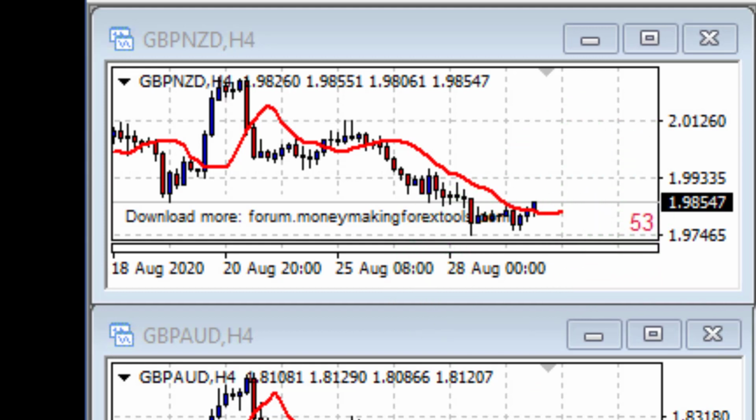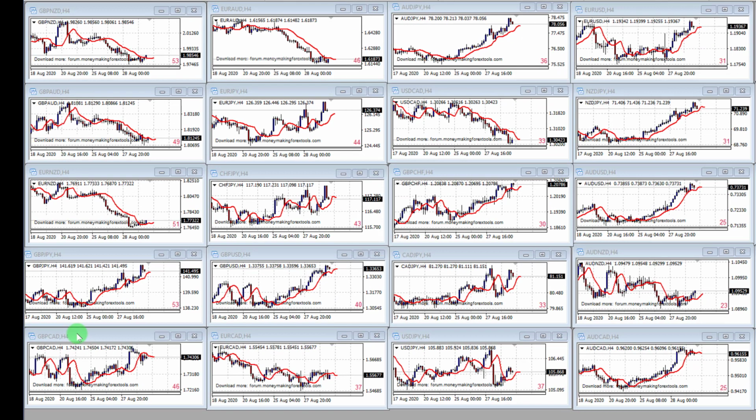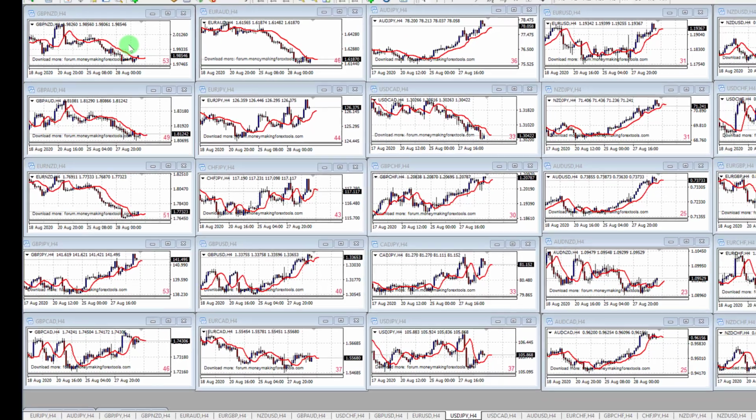Now, why do I sort my charts in that way? Because volatile currencies are more important than the non-volatile currencies. If you are a Forex trader, you don't want to do a trade and wait for a day for it to move, let's say, 50 pips, whereas this particular currency moves 50 pips in one candle. So volatility is important if you are trading on a manual basis.